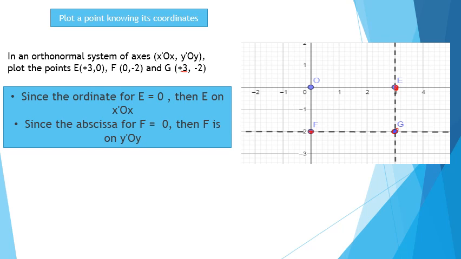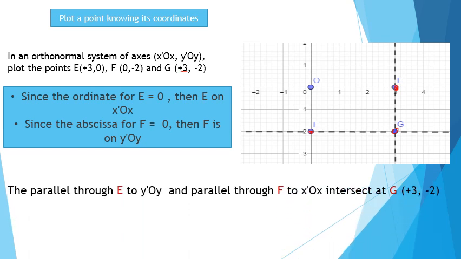Okay? The point that has ordinate 0, for example, as point E, it means that it belongs to the x-axis. But if the abscissa is 0, if the x is equal to 0, then the point belongs to the y-axis. Okay? The parallel through E to y prime y and the parallel through F to x prime x intersect at G. The coordinates of G is (+3, -2).